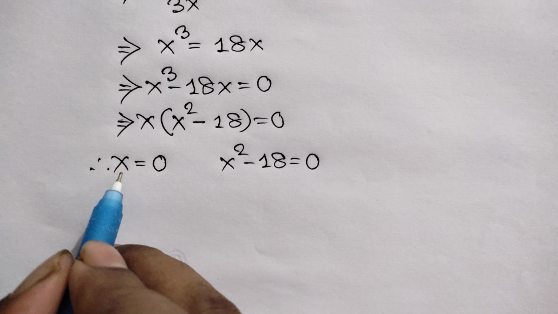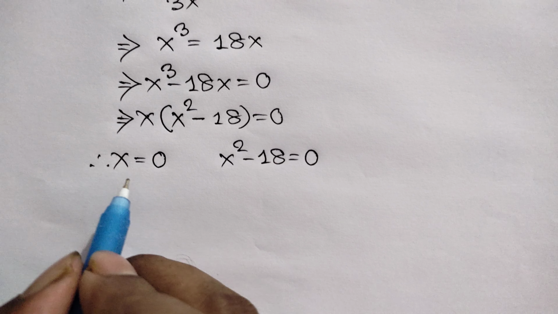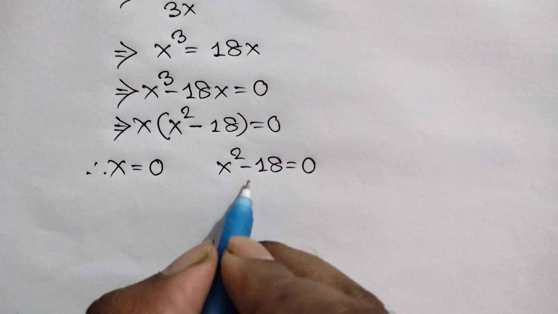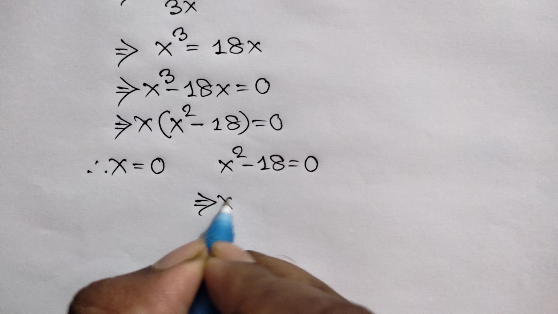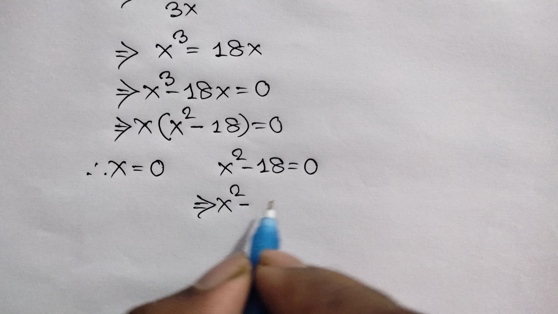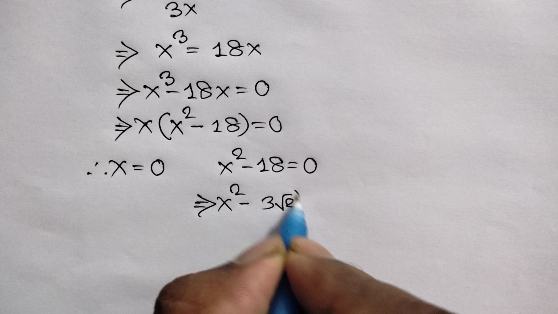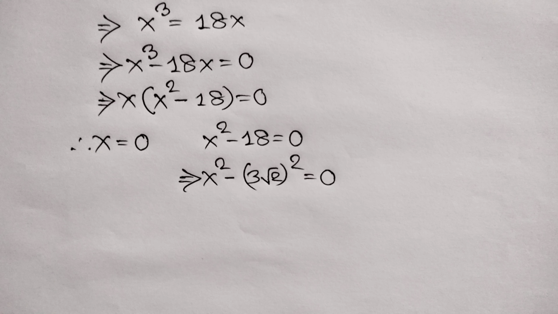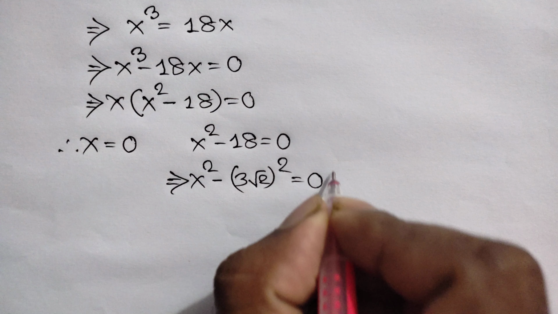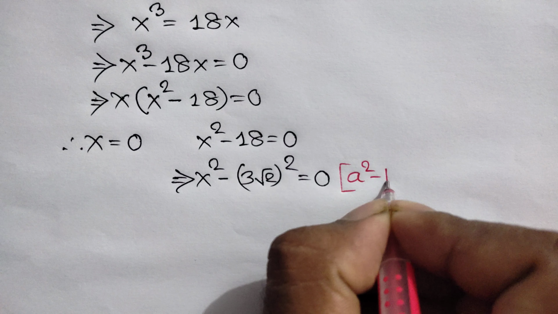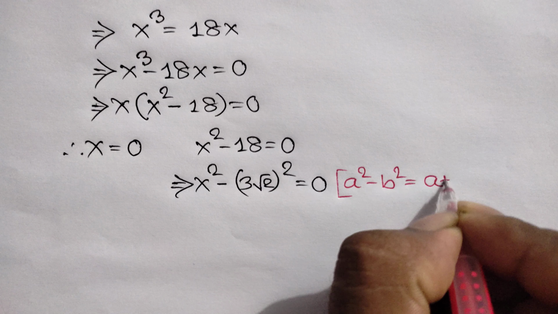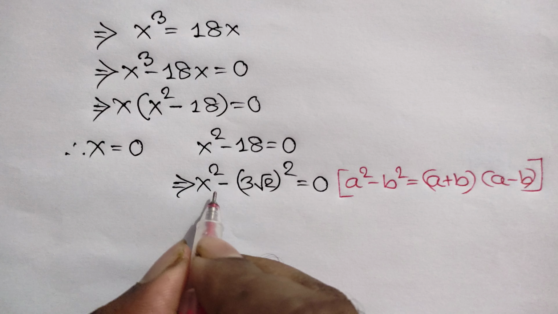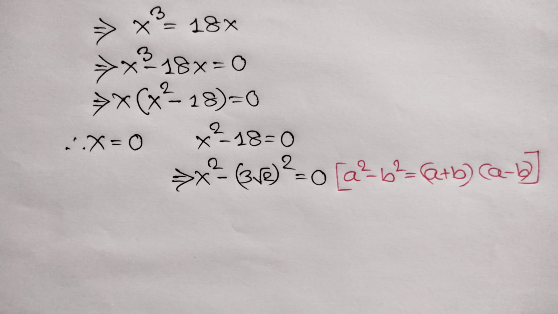Now here x is not equal to 0. It is not possible, so it is rejected. And here we can write x square minus 18, which can be written as x square minus 3 square root of 2 whole square, is equal to 0. Now we know that a square minus b square is equal to a plus b times a minus b, because this is a perfect square. Now apply this formula.